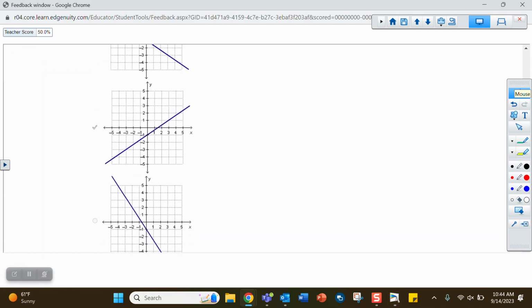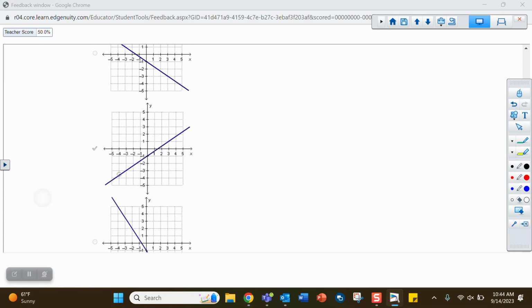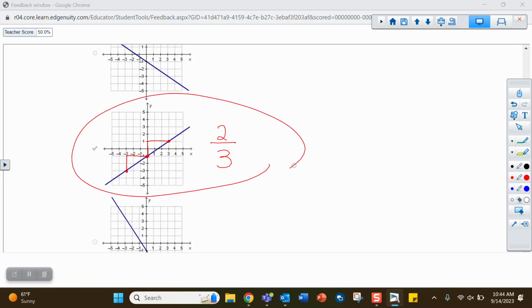Now if I go back down to the one that is correct, again, I'm picking some of these points on the line so I can figure out how to get there. This is up 2 over 3, up 2, I'm just counting, over 3, up 2 over 3. So that one is 2/3. That one's the right answer.